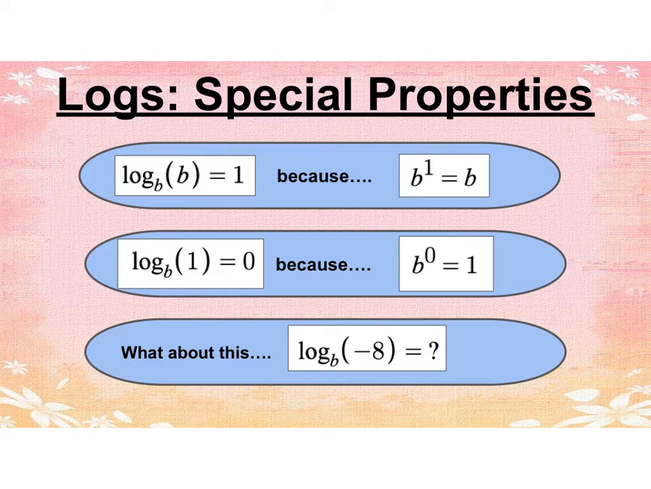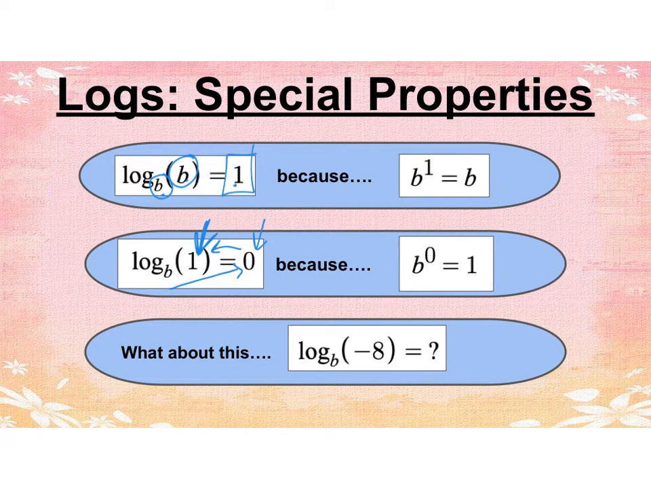Here are some special properties. You may have noticed as we were doing some conversions that if you have the same base and the number that you're taking the log of, the answer is always going to be 1, because base to the 1 is always the base. You could have log base 100 of 100 and it's going to equal 1. If you're taking log base whatever of 1, it always has to equal 0, because any base raised to the 0 is going to be 1.